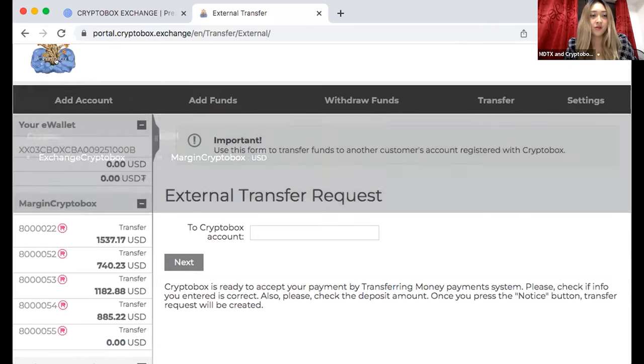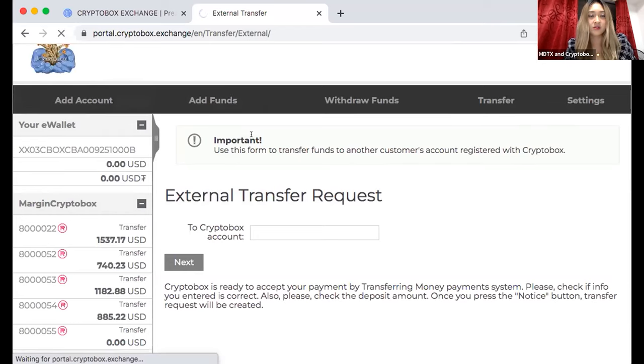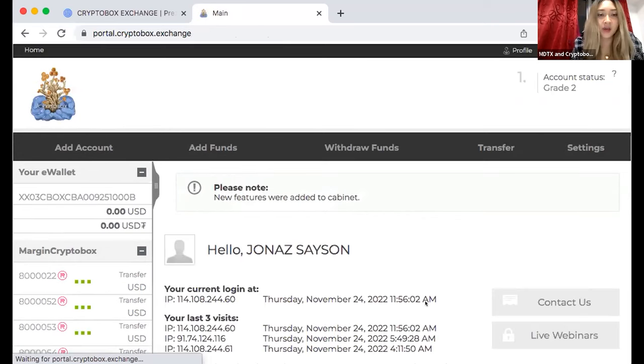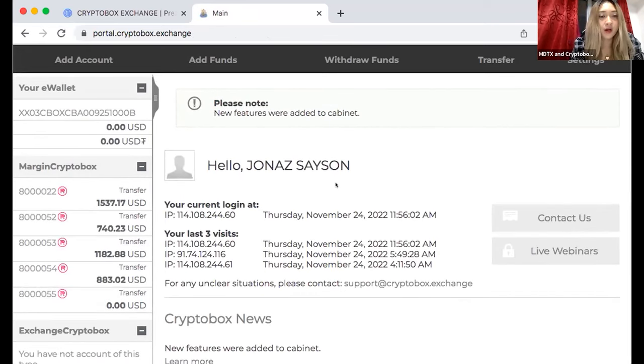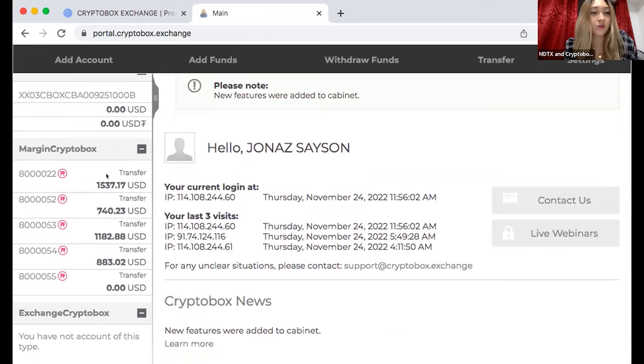So now that you're already in your account, hold on, let me just go back to the welcome page. All right, so now let's say you're already done with transferring your funds into your e-wallet and you transfer them to your different accounts. So as I've mentioned, you can only start trading once you've already funded your account.